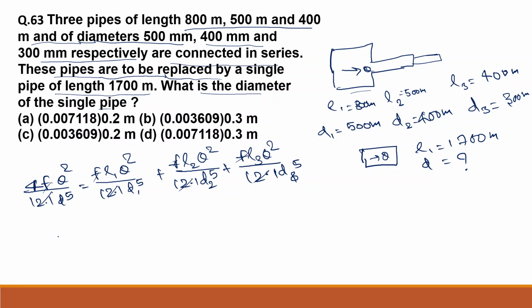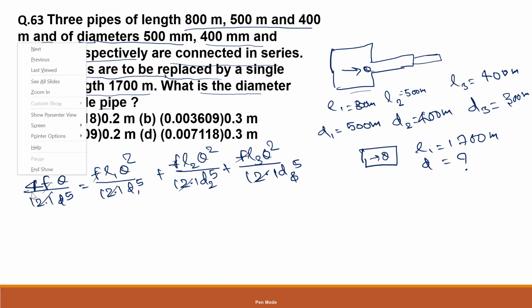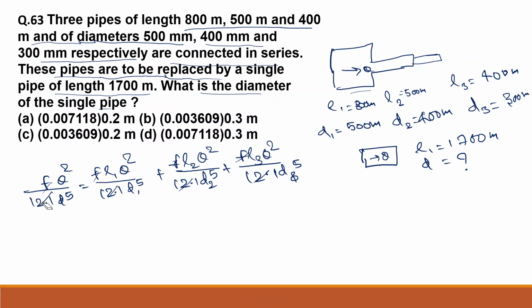After that we will apply, here there will be no, this one is not there. FL Q square, and Q square will also be cancelled. After that L is also given. L1, L2, L3 will be remaining. After that I will write the values.